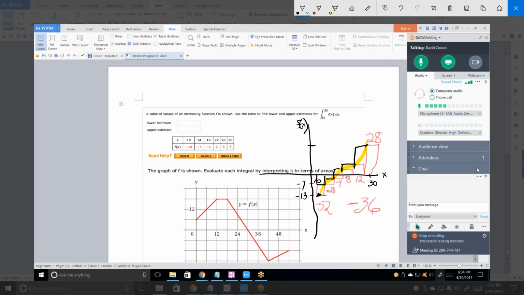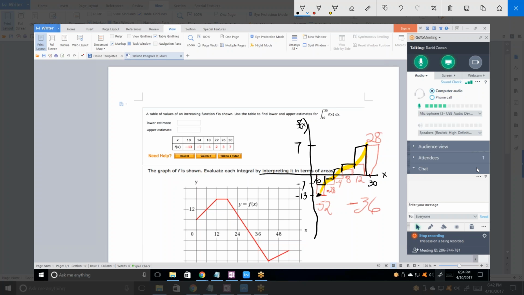And that one's at 7. I feel like I left out a triangle here. That was 10 to 14, 14 to 18, 18 to 22, 22 to 26, 26 to 30. Okay, we're correct here. That's the last rectangle.